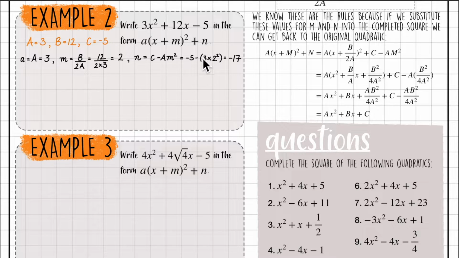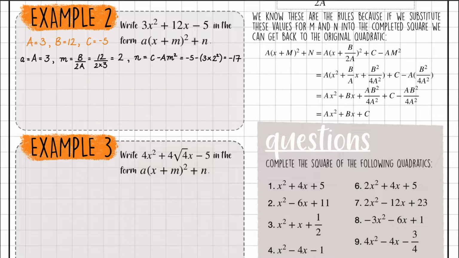Sometimes it's good to put these in brackets because you need to deal with this A M squared first. And then we'll deal with the C and minus section last. So minus 5 minus bracketed 3 times by 2 squared, which is 3 times by 4, which gives 12. So this becomes minus 5 minus 12, which is equal to minus 17.